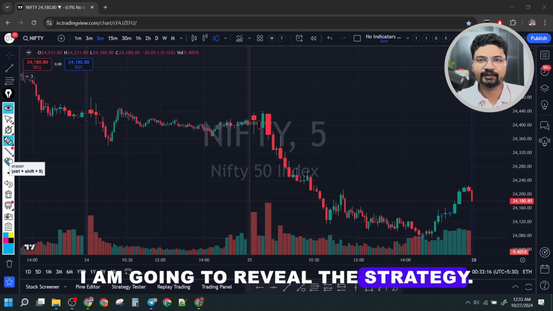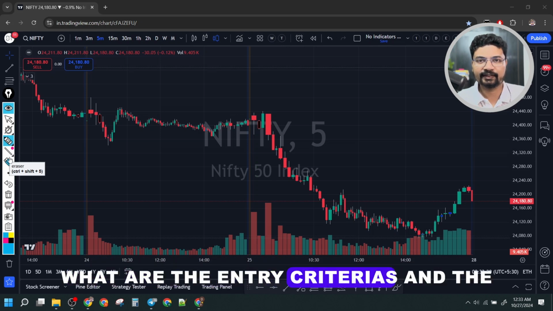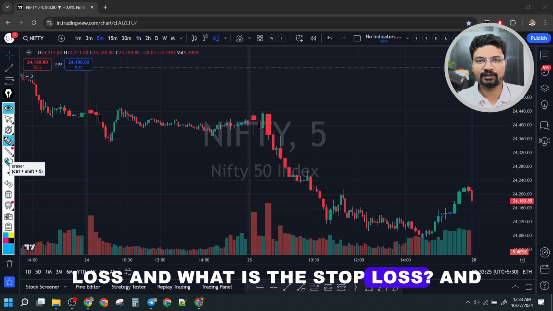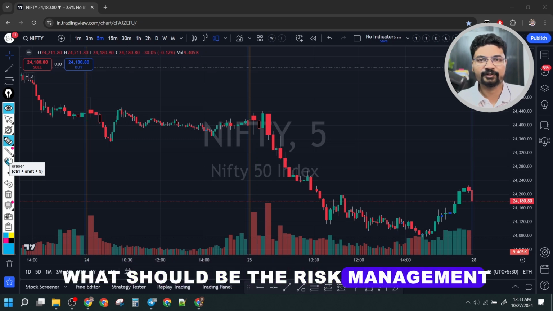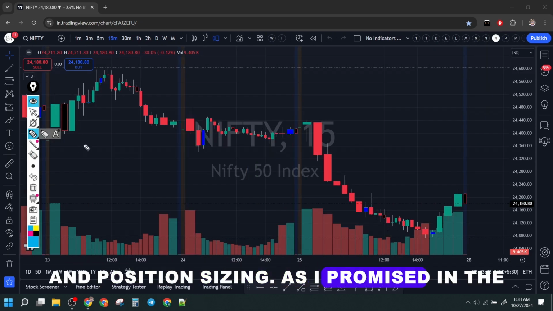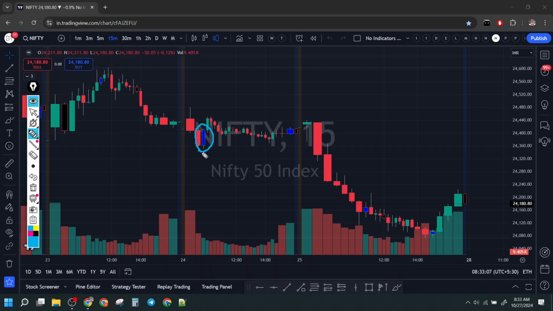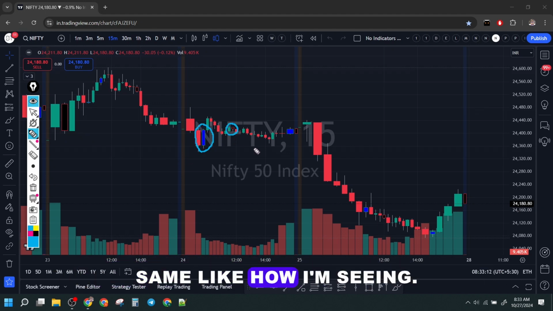I am going to reveal the strategy, what are the entry criteria and target, how you can trail the stop loss, what is the stop loss, and what should be the risk management and position sizing. As I promised in the video, I am going to provide the PineScript code for these inside bars, same as how I am seeing.